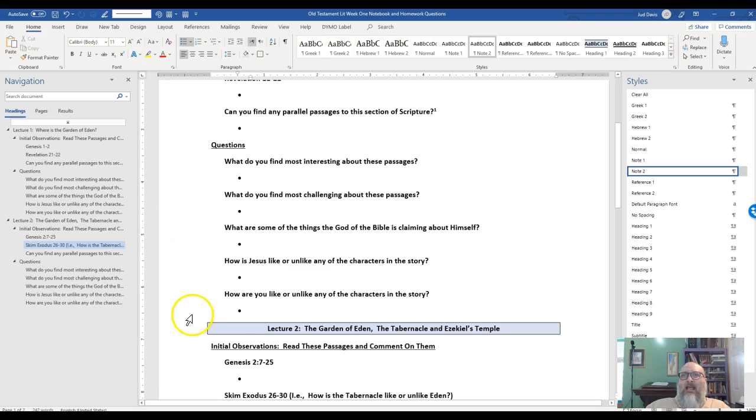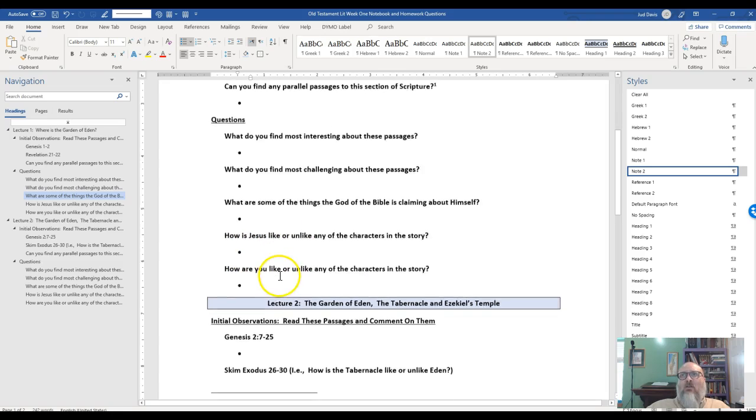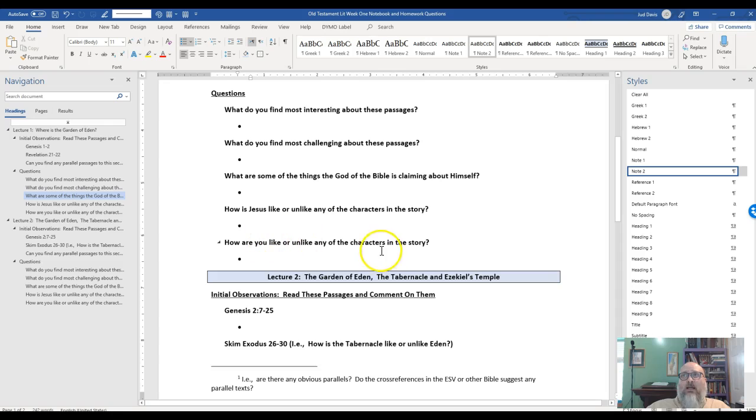Some application questions. What do you find most interesting about these passages? What do you find most challenging? What are some of the things that the God of the Bible is claiming about himself? This is a very important question. How is Jesus like or unlike any of the characters in the story? If they're positive characters, how is he like that? Negative characters, how is he a contrast? And how are you like or unlike any characters in the story?